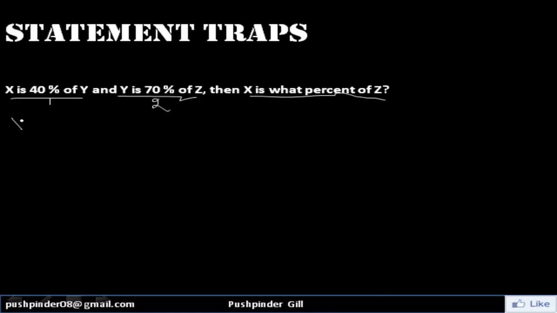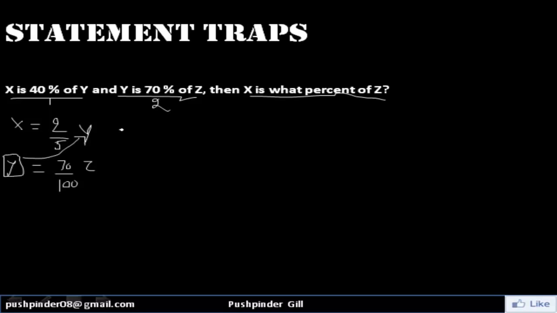So X is 40% of Y. That means that X is equal to 2 by 5 of Y, right? Similarly, Y is 70% of Z. That means Y is equal to 70 by 100 of Z. So what I need to do over here is get this Y's value over here.